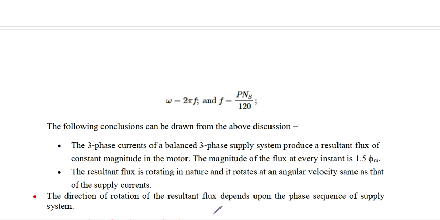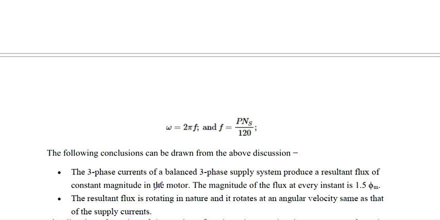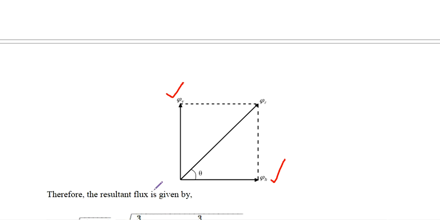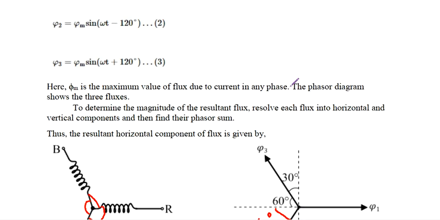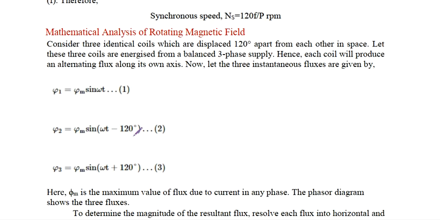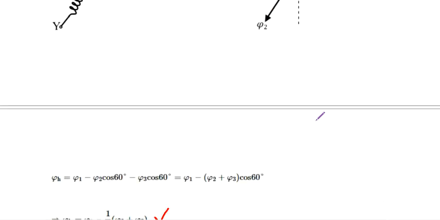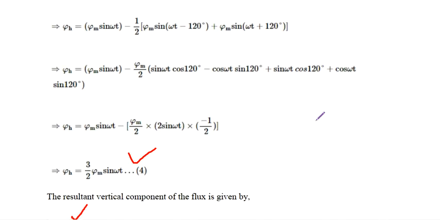And the direction of rotation of the resultant flux depends upon the phase sequence of the supply system. Right? What is the phase sequence here? The phase sequence is RYB, because we are considering R as phi 1, Y as phi 2, and B as phi 3, which are separated by 120 degrees, and Y is having minus 120 degrees, B is having plus 120 degrees displacement from R. That's why it is a phase sequence of RYB. Fine, this is the rotating magnetic field and how it is produced.